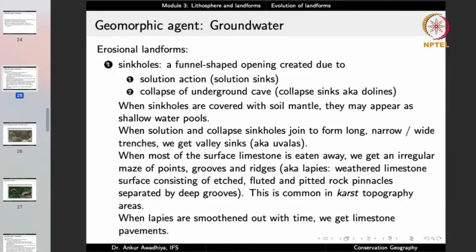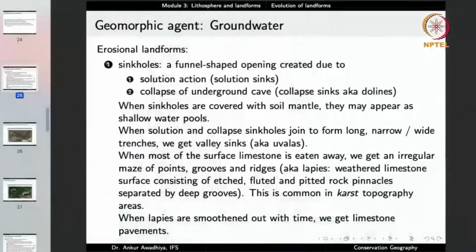Now, when sinkholes are covered with soil mantle, they may appear as shallow water pools. When solution and collapse sinkholes join to form long, narrow, wide trenches, we get valley sinks. So essentially, these sinkholes, if they are there in a large number, then if they get connected, then it will result in a valley-like structure. And this valley-like structure will be known as a uvala.